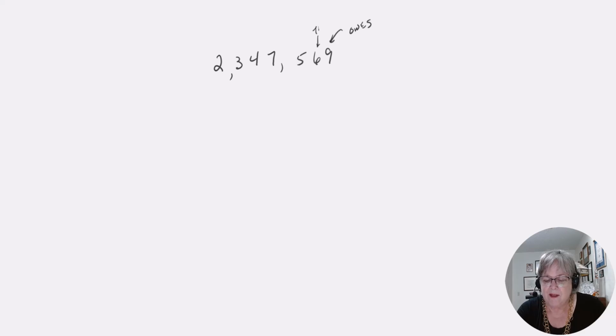This is how many tens you have. You have 6 tens, 5 hundreds. This is 7 thousands. This is 4 10 thousands. You might see it as 10 written out this way. This is 100 thousands.